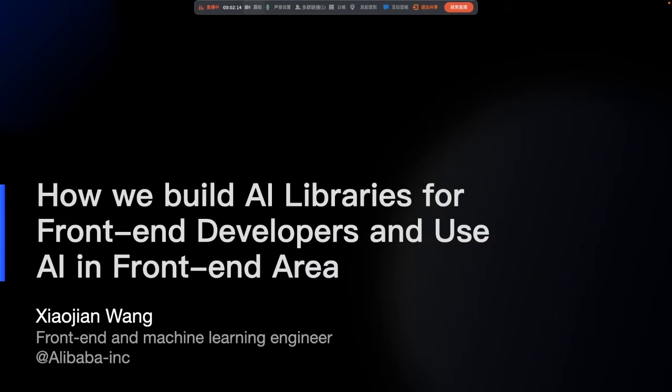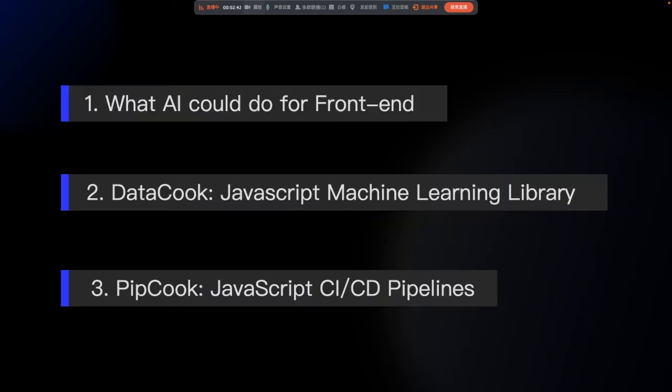I'm Xiaojian Wang, currently a front-end machine learning engineer working in Alibaba Incorporation. We are very glad to see that there are even many Python developers in the Middle East who are interested in machine learning in the front-end area and our latest work. It's a great honor for me to represent my team and give this speech on how we build AI libraries for front-end developers and use AI in the front-end area.